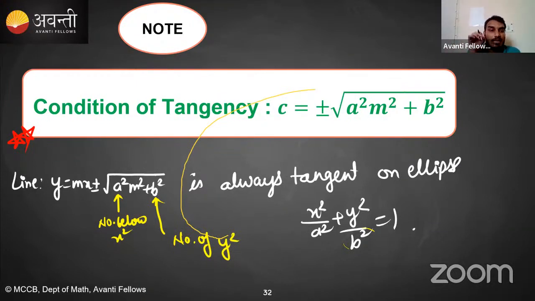According to that we are fitting the a and b. So y is equal to mx plus minus under root of a square m square plus b square. In this, what is a square? a square is the number below x square, this is a square. And what is b square? The number below y square, this is b square. Is this clear? Is this clear everyone? You will remember this, right?